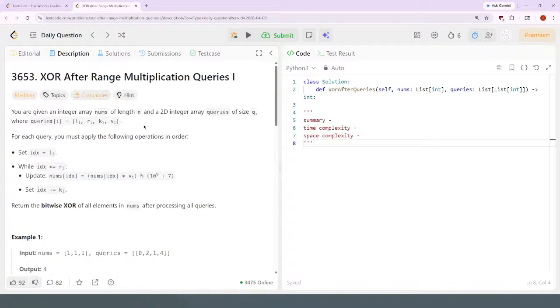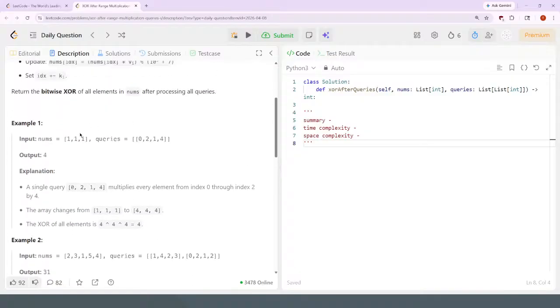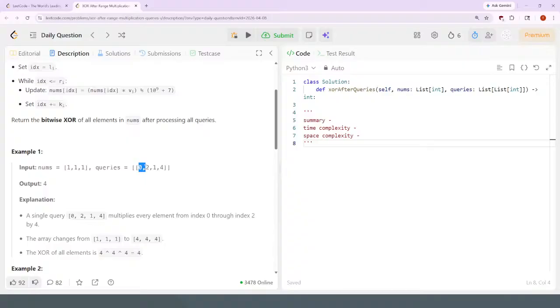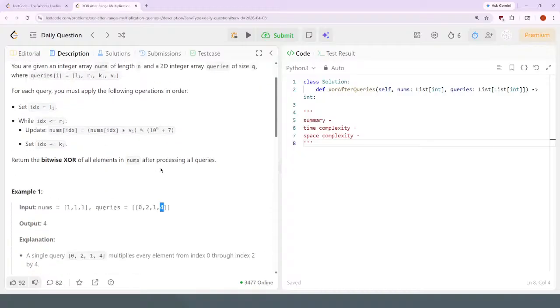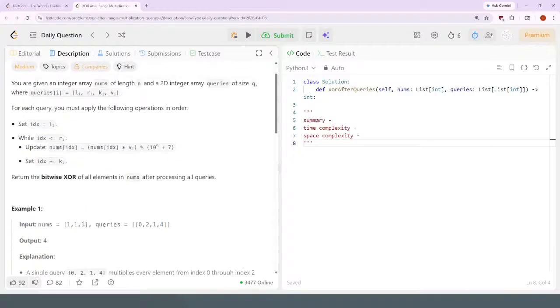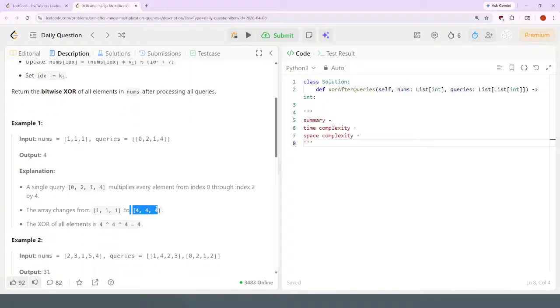XOR after range multiplications. Okay. So here, queries goes from index 0 to index 2, incrementing by 1, so every index, and multiplying by 4 each time. So multiplying everything by 4 basically, so 4, 4, 4 is the final array values, and then 4 XOR 4 XOR 4 is 4. If you have a value XOR with itself, it's basically 0, and 4 XOR 0, or X XOR 0, is going to be X.